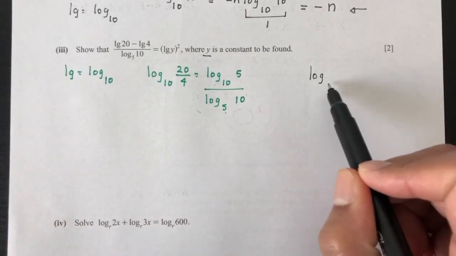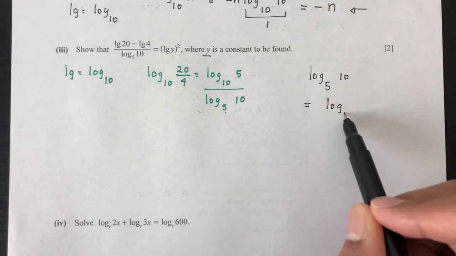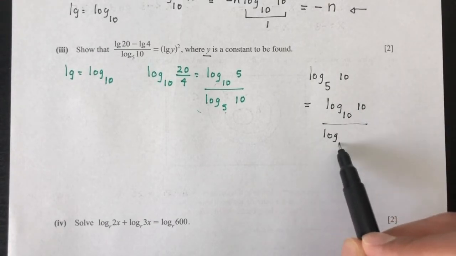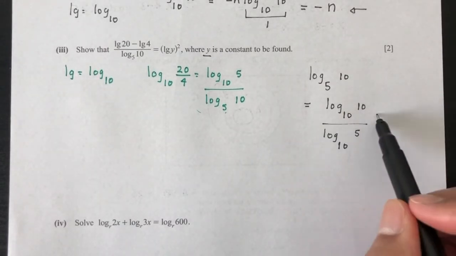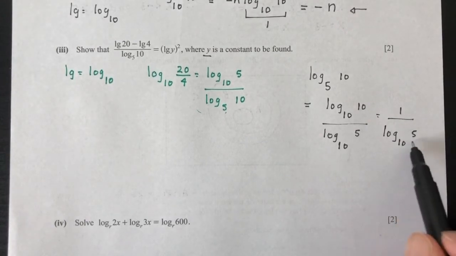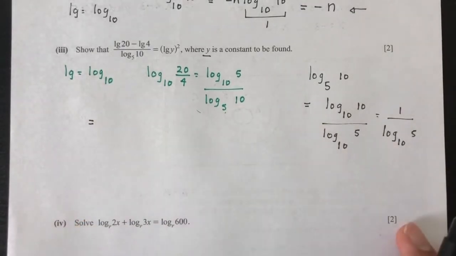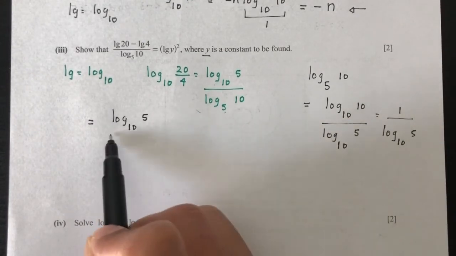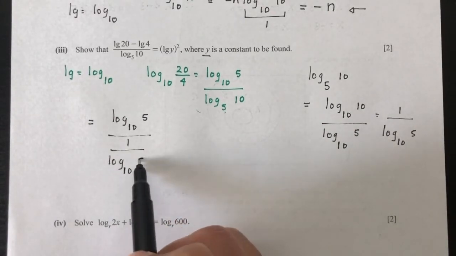So let's do this here. To convert to base of 10, we take log base 10 of this value divided by log base 10 of this value. So this will be 1 over log base 10 of 5. Replace this back in your equation. On top you will have log base 10 of 5, divided by 1 over log base 10 of 5.